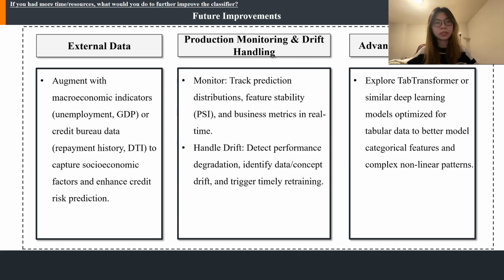Second, I would implement robust production monitoring to track prediction distributions, feature stability, and business metrics in real time. If performance degrades, we must detect data drift and promptly retrain the model when concept drift occurs. Third, I could explore sophisticated architectures like TabTransformer, a deep learning model designed for tabular data that excels at handling categorical features and capturing complex nonlinear relationships.